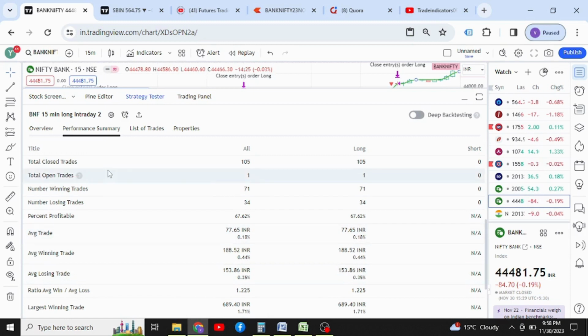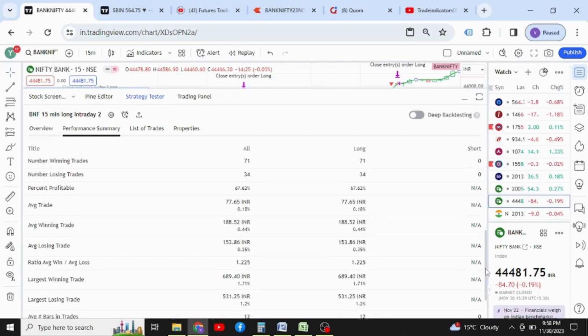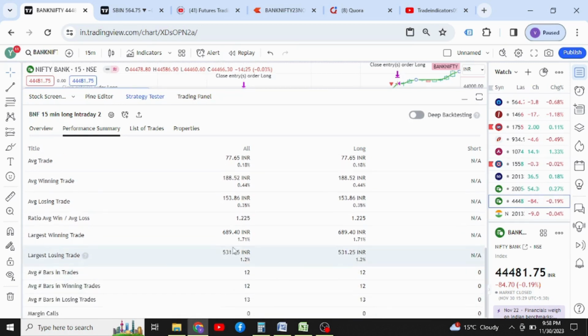The total closed trades are 105. There is one trade which is still going on, and the number of winning trades is 71, and the number of losing trades is 34. Percent profitable is 67. Average trade is this much, average winning trade is this much, average losing trade is this much. Obviously, if there are fewer losing trades, and if the average losing trade is lesser than the average winning trade, that's the reason the points have come over there. It's quite understood. And the ratio of average win over average loss is 1.2.